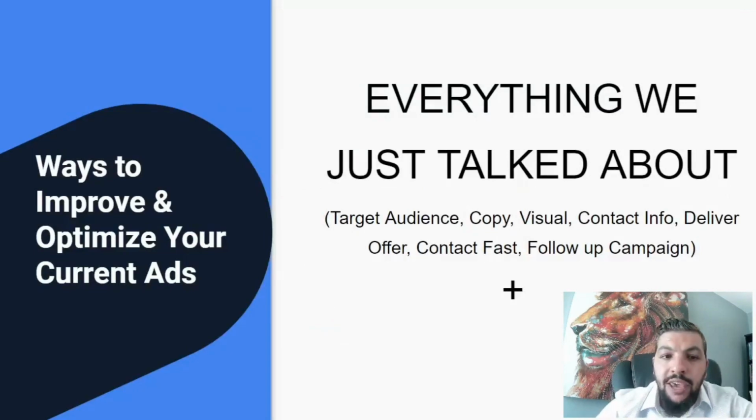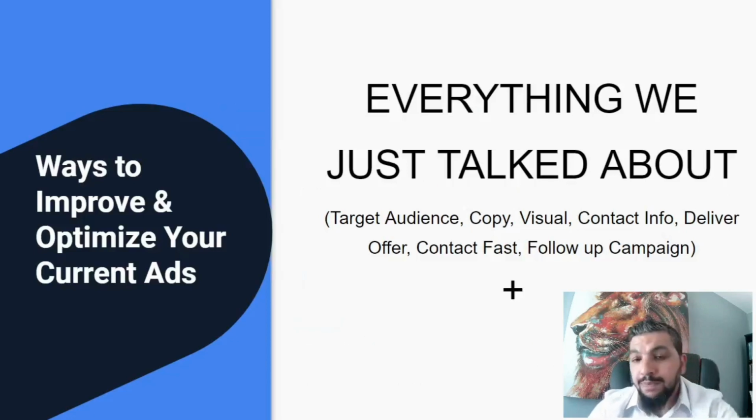So let's move into ways to improve and optimize your ads, even your current ads. Some of the ways to do that is really everything that we already just talked about. Make sure you're narrowed in on your target audience. Make sure you have effective copy, a great visual. Capture the contact information using Facebook Instant Form. Deliver the offer right away using a pre-set up IDX feed. Okay. Contact them right away. Contact them as fast as possible through automation and through manual outreach. And then also have a follow-up campaign in place that continues to nurture and qualify the lead.